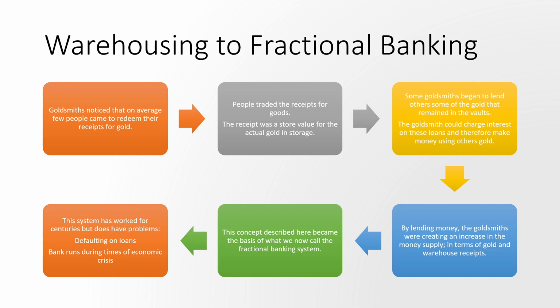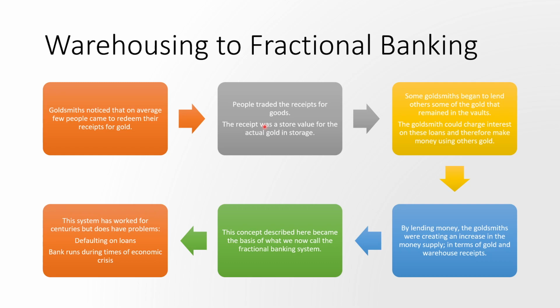So what ends up happening is we have this development from warehousing to what's called fractional banking. Okay, it seems complex, but it's not. So what goldsmiths notice is that people are depositing all this gold, but they're not really coming to withdraw that gold, and so this means they have more and more gold in their vaults. Okay, and so people, instead of exchanging gold, are exchanging these paper receipts, and people feel comfortable with this because those receipts are the store of value.